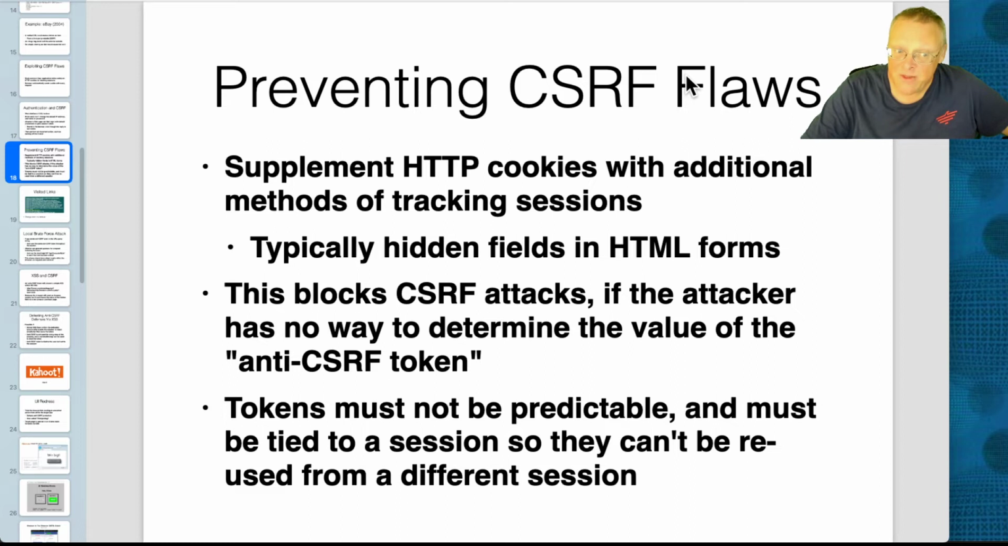All right, so if you want to prevent these, then you don't accept cookies as enough evidence that somebody has logged in. You also have to have a hidden anti-CSRF field, which proves that not only do they have the right cookie, but they actually came from the expected source. That blocks the CSRF attack because the attacker has no way to find the anti-CSRF token. So the token has to be random. It has to be different for every user, different for every session.